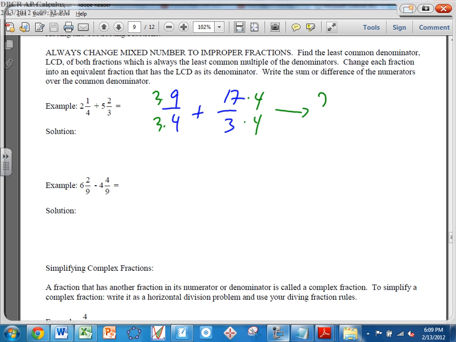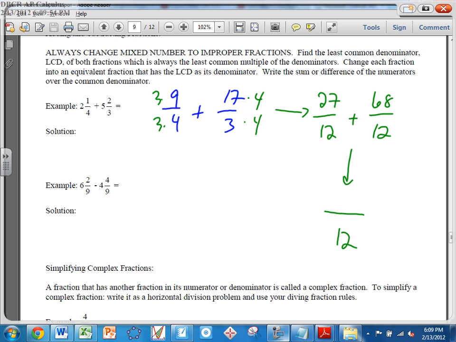You're left with 27 over 12 plus 68 over 12. Simply, 68 comes from the 17 times the 4 there. Now, going down, we add our numerators and keep our denominator. That's the whole trick here. Well, not really a trick, but that's the common sense.